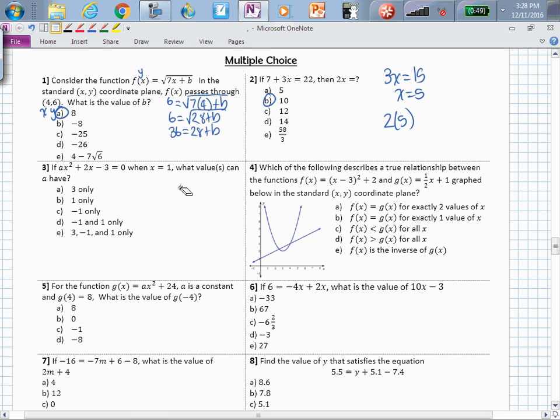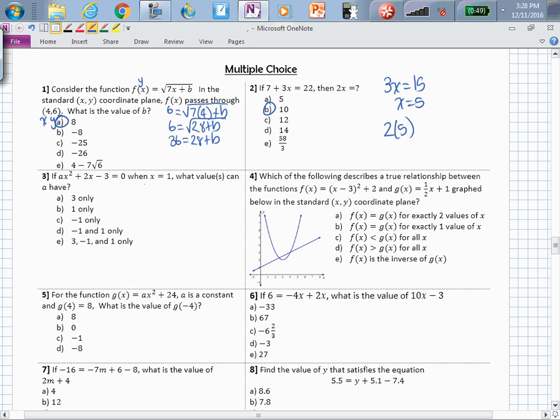Don't forget to multiply it by 2. This next one is quadratic, when x is 1. So we have to find this a value. We know that it equals 0, so we're going to put this 1 in for x. So it's going to be a times 1 squared plus 2 times 1 minus 3 equals 0. So we've got a minus 1 equals 0. Move that over. a equals 1. So therefore my answer has to be B.